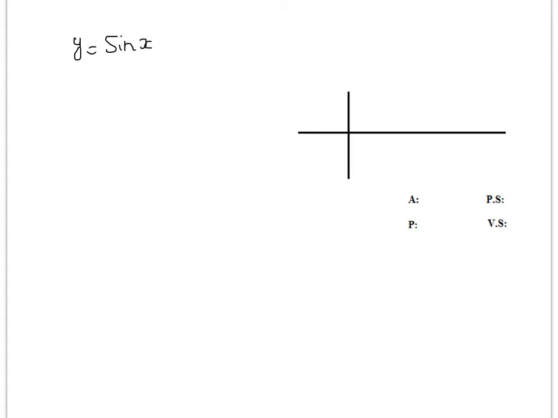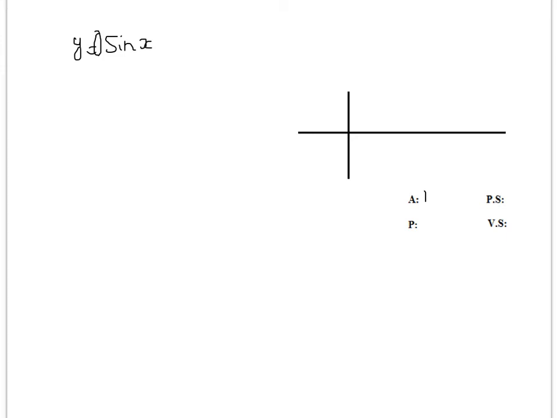Now, the first thing you always do is to find the amplitude of your function. To find the amplitude, find the coefficient which is to the left of the sine or cosine. And you can see the coefficient is 1. So automatically we know the amplitude is 1. So I'm going to write 1 here. That's my amplitude. Okay? The second thing you have to do is to find the period.